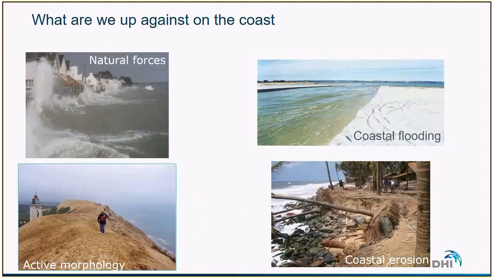So what are we up against on the coast? Well, basically there are very strong natural forces that are hitting the coast, such as waves and currents. And usually the shoreline will respond with an active morphology. As a consequence of this, we have typical problems such as coastal flooding and coastal erosion that can be very problematic when there are activities or people that are located on the coast.